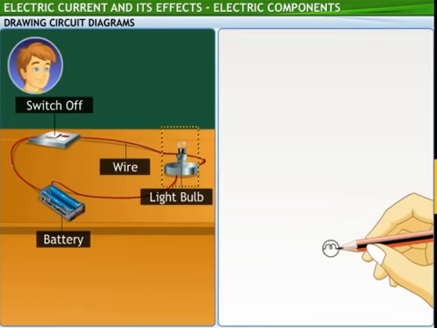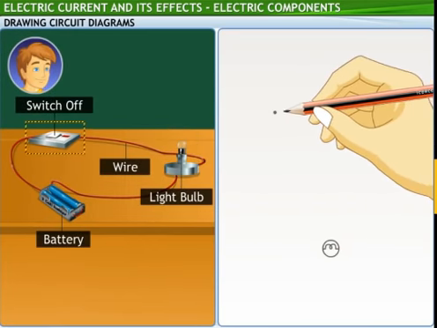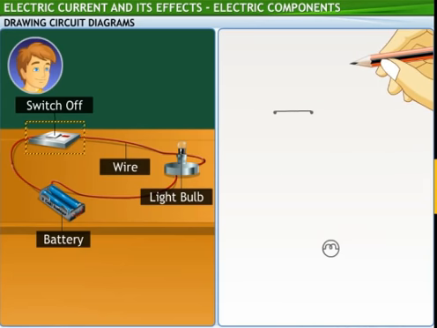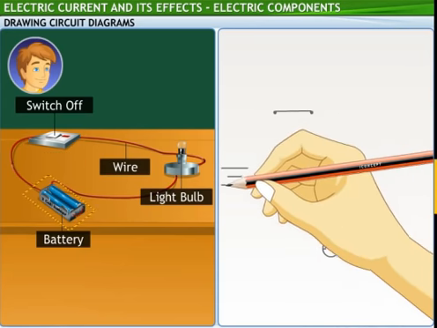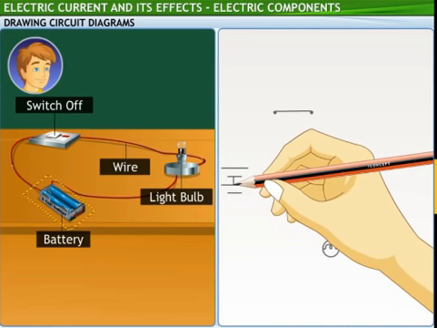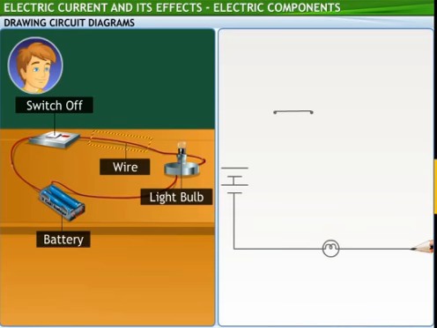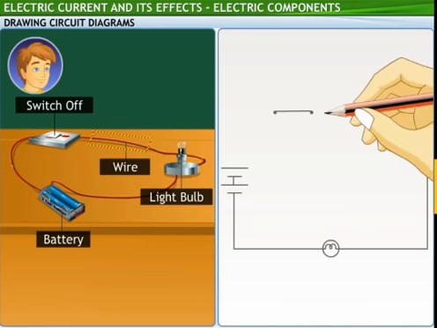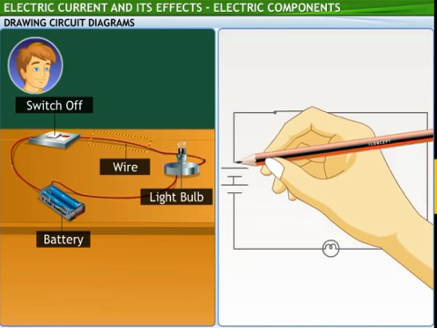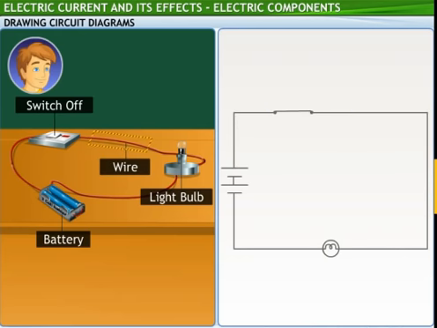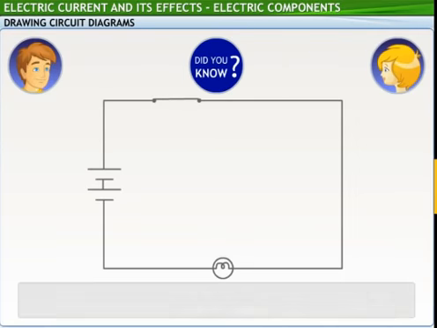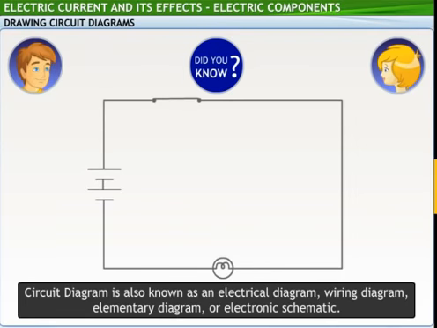Here's the bulb, then the switch, which is in the off position, then the battery with two cells in it, and finally the wires connecting them all. There. I have the circuit diagram ready. Did you know? A circuit diagram is also known as an electrical diagram, wiring diagram, elementary diagram, or electronic schematic.